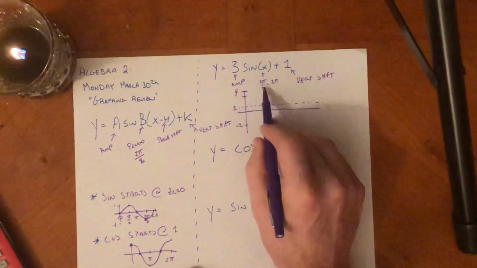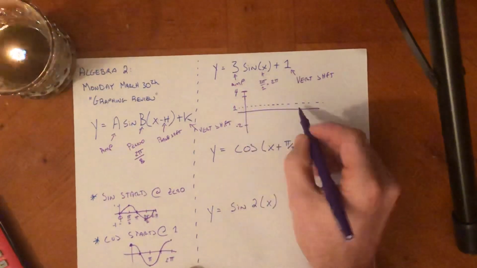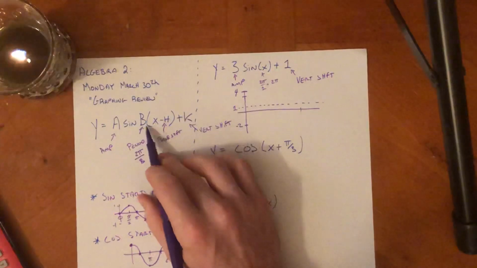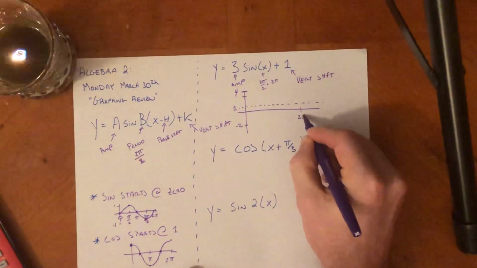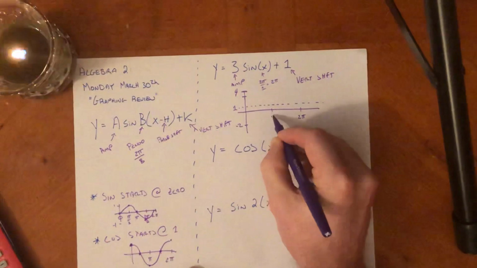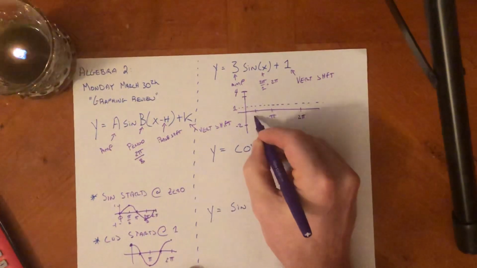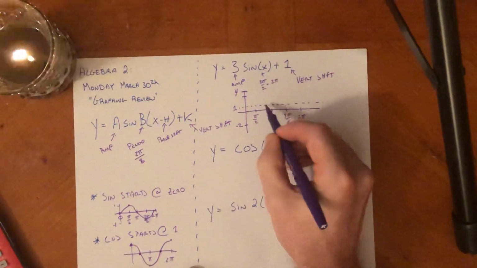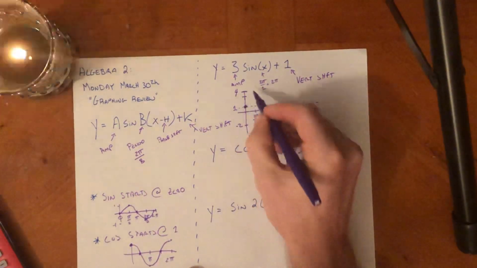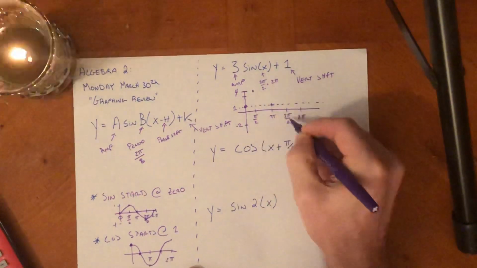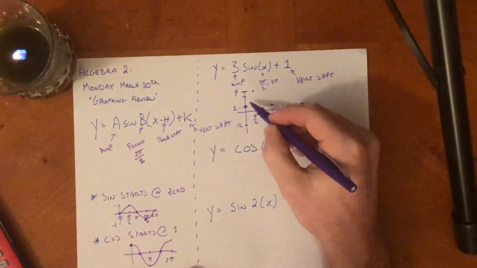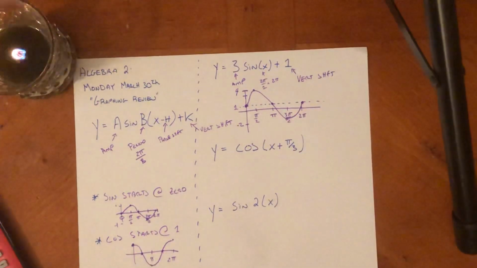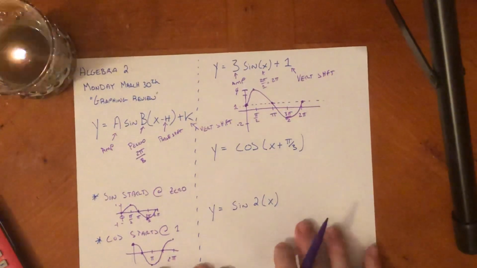And then from here, my period isn't changing because that stays the same on the inside. The b term is 1, the h term is 0. So that means I can go 2 pi out, just like normal, divide by 2, divide by 2, multiply by 3. And then we know that sine starts at the midline. So it goes here, here, here, here, and back. Boom, boom, boom. Okay, that's one cycle. Cool.